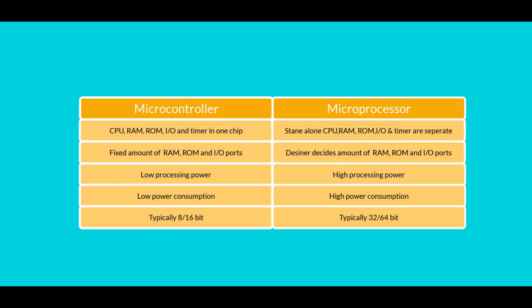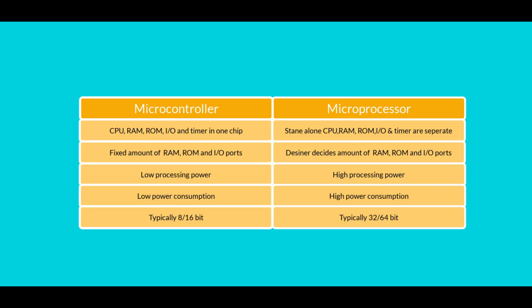A microcontroller is similar to the microprocessor that exists in our computers, but there are a few differences. The microcontroller, much like the microprocessor, has a CPU, RAM, ROM, input-output ports, and a timer. However, they all exist on one chip, whereas the microprocessor has the CPU separate from all the other components.